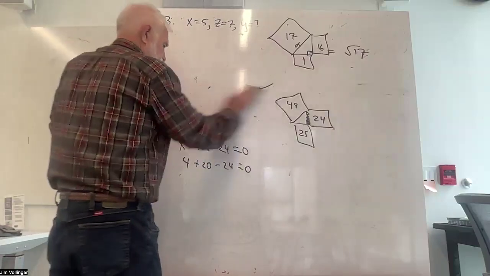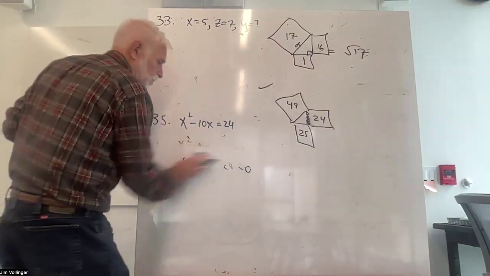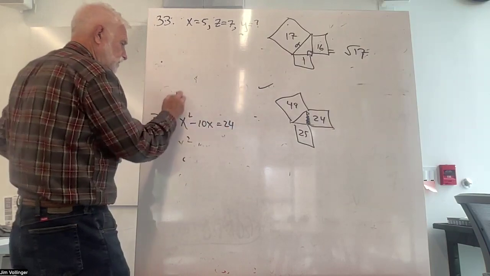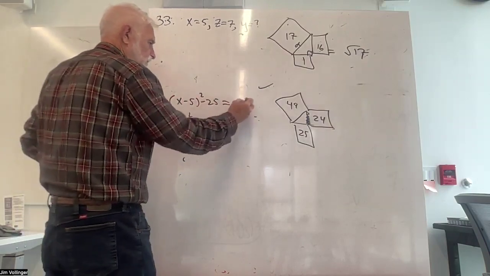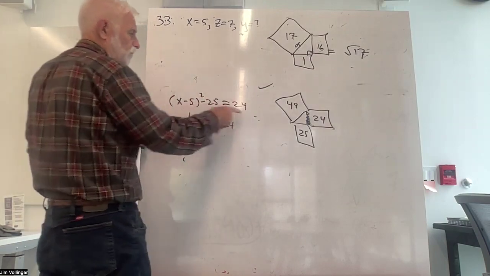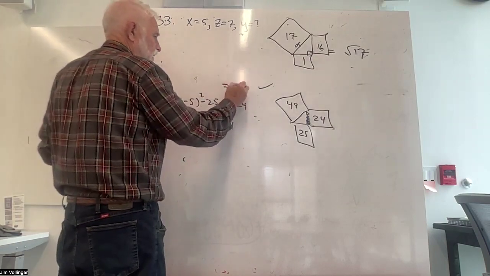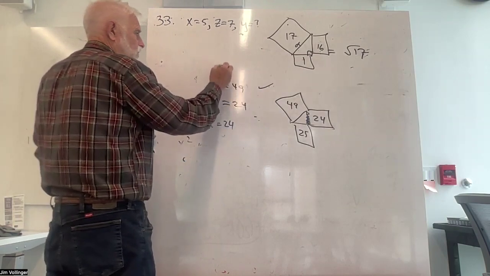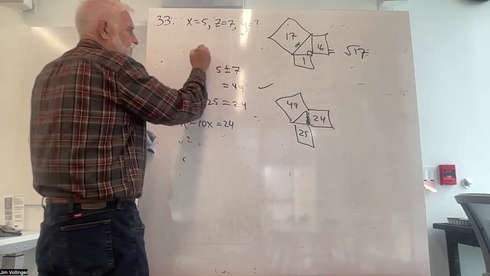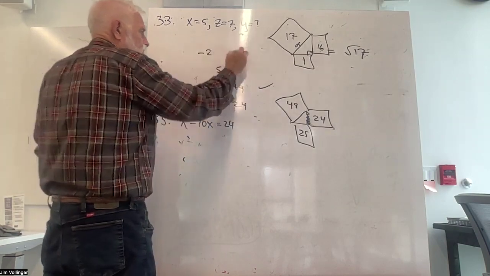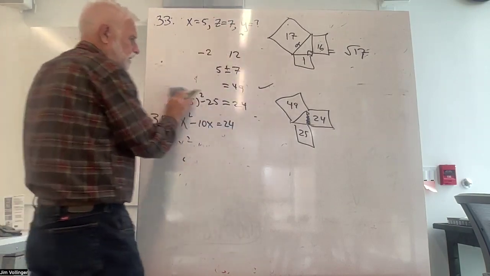Another way I could have done this: I could have done completing the square, based on how it's written here. This is x minus 5 squared minus 25, which equals 24. So therefore, I bring 25 over, that's 49. I take plus or minus the square root, which is plus or minus 7, and I add 5. What's 5 minus 7? -2. What's 5 plus 7? 12. That's another way I could have done it.